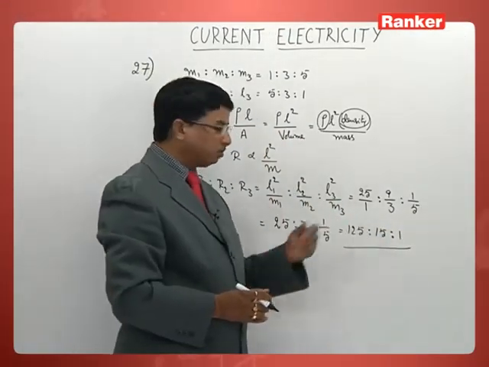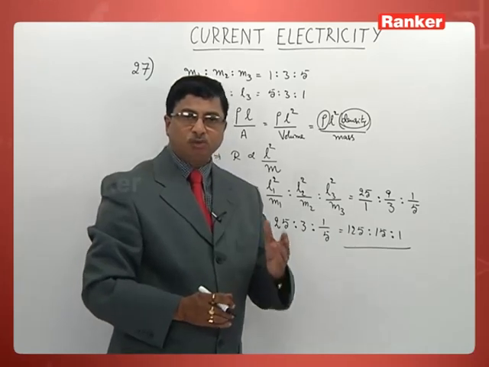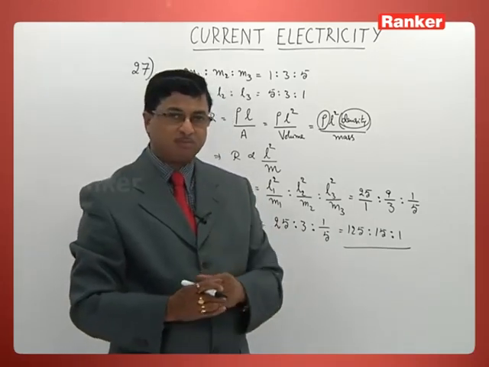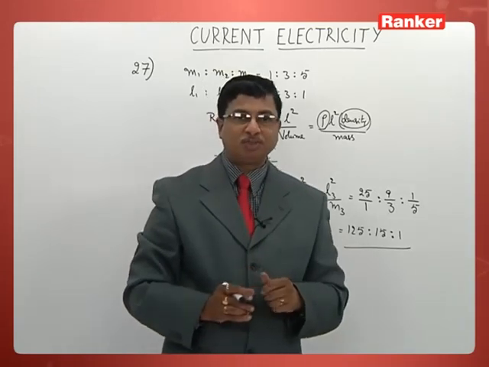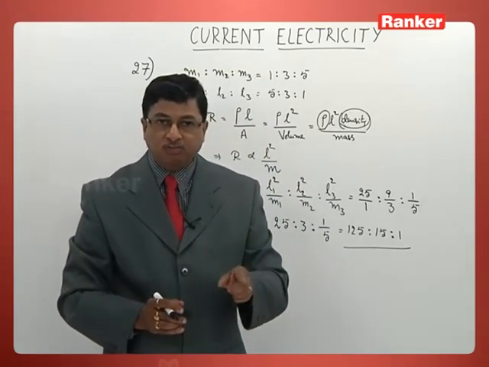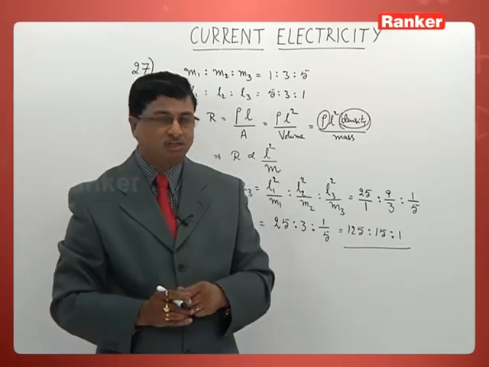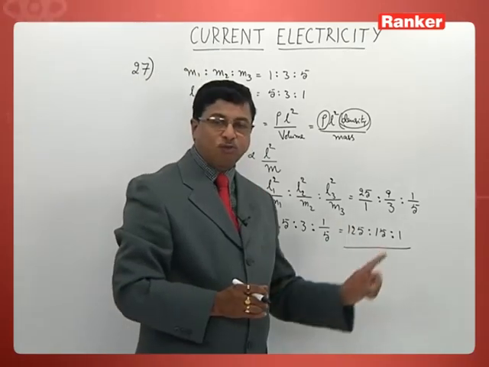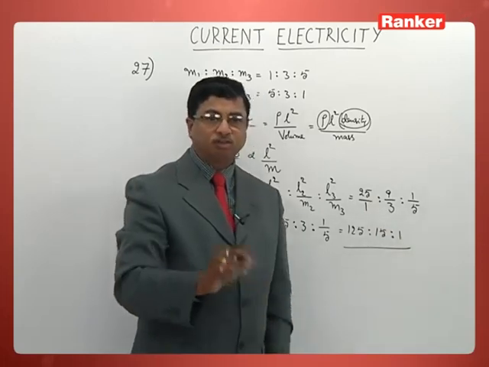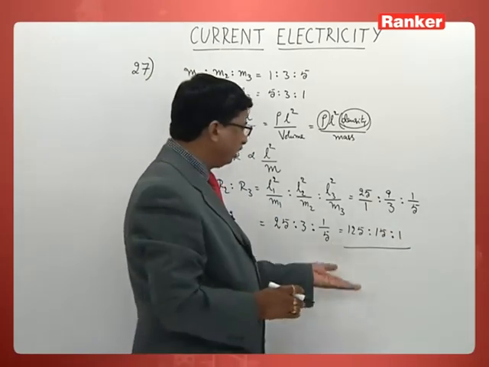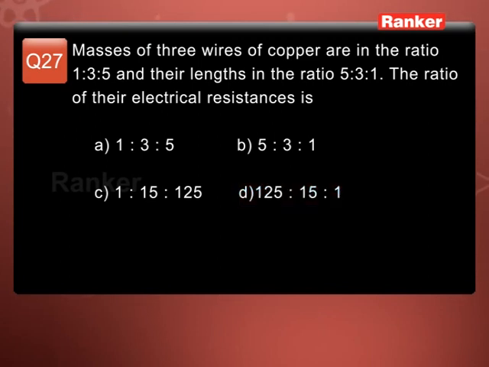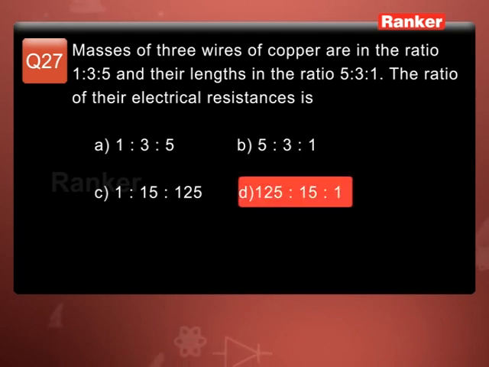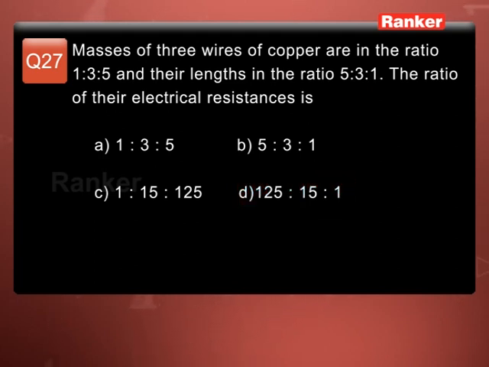He has given you 4 options there. 1 : 3 is to 5, the first option. 5 : 3 is to 1, the second option. 1 : 15 is to 125, the third option. 125 is to 15 is to 1, that is the fourth option. So what is the correct option now? The correct answer for this one is the fourth one, that is D, according to the options given in the question.